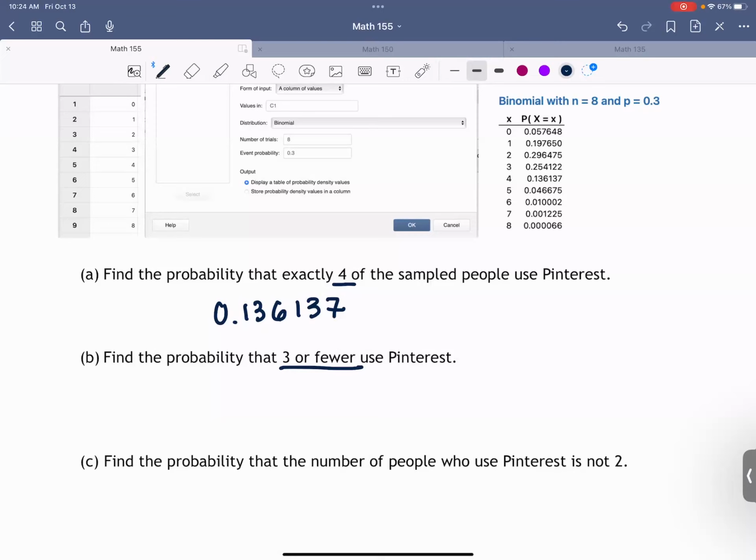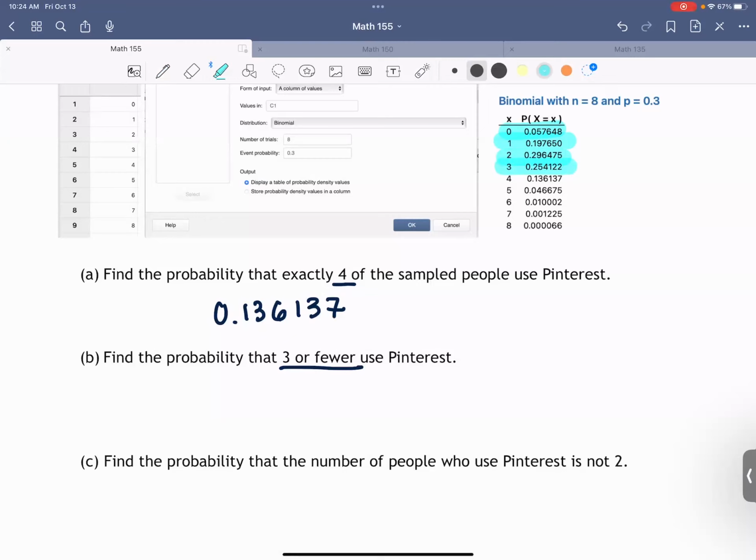0, 1, and 3. Subtract them from 1. Or 0, 1, and 2, right? Is what you'd find. So 0, 1, and 2, I know those probabilities. 3 or fewer. Oh, it is 3. Sorry, I was like, no, that's wrong. Then okay, no, we are including 3 here.